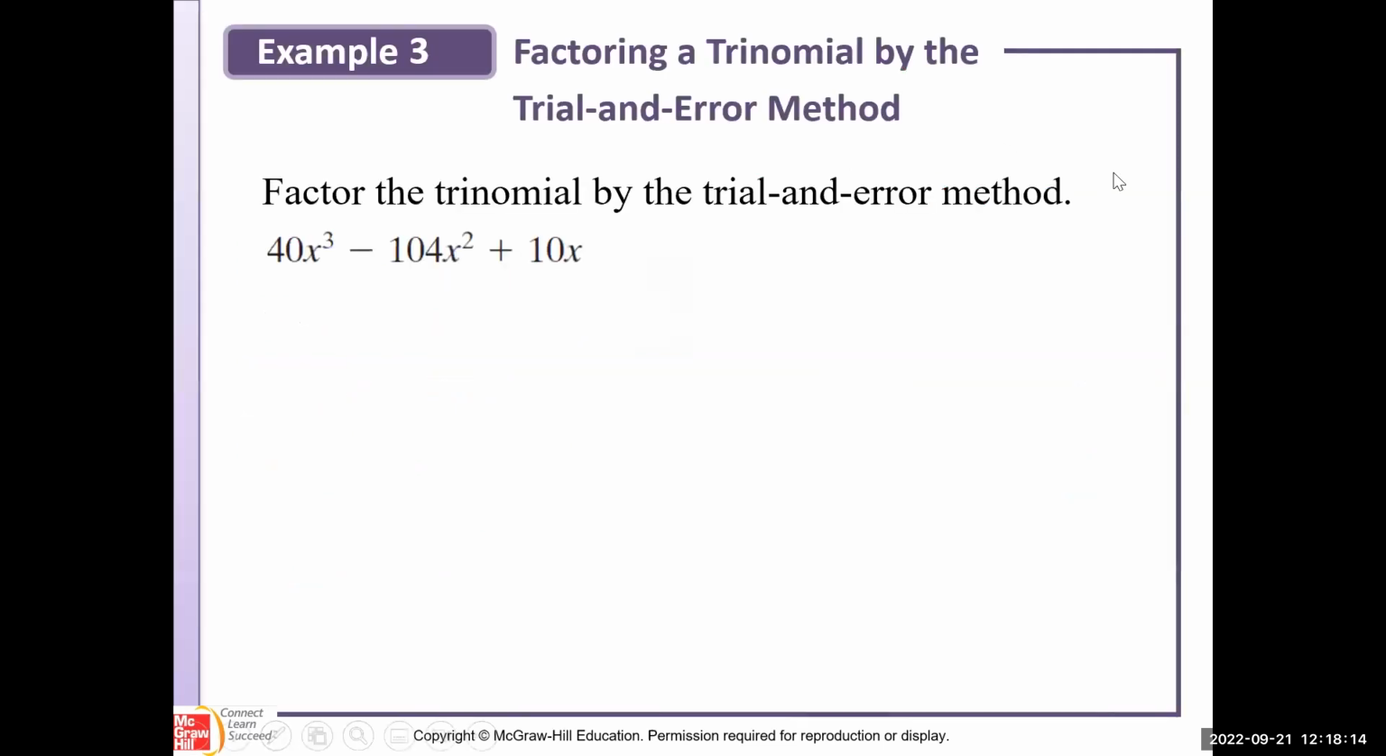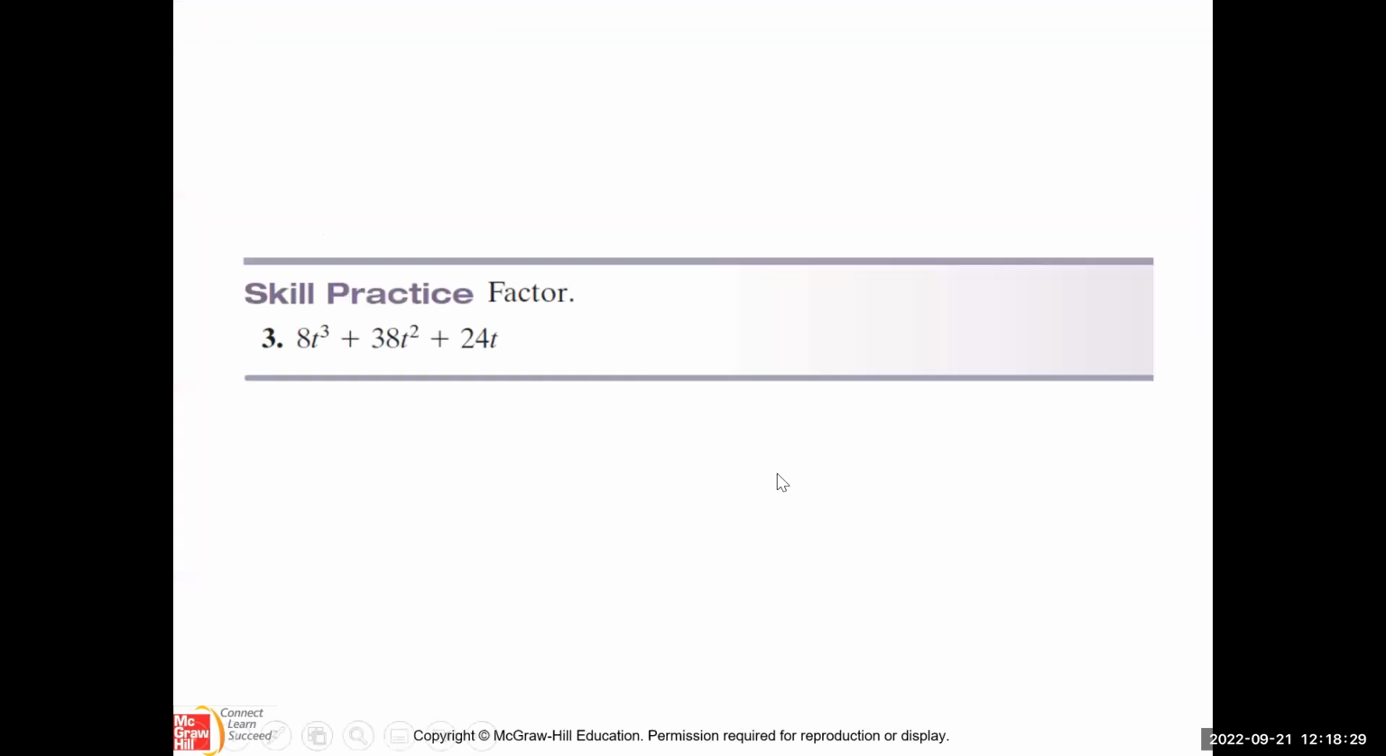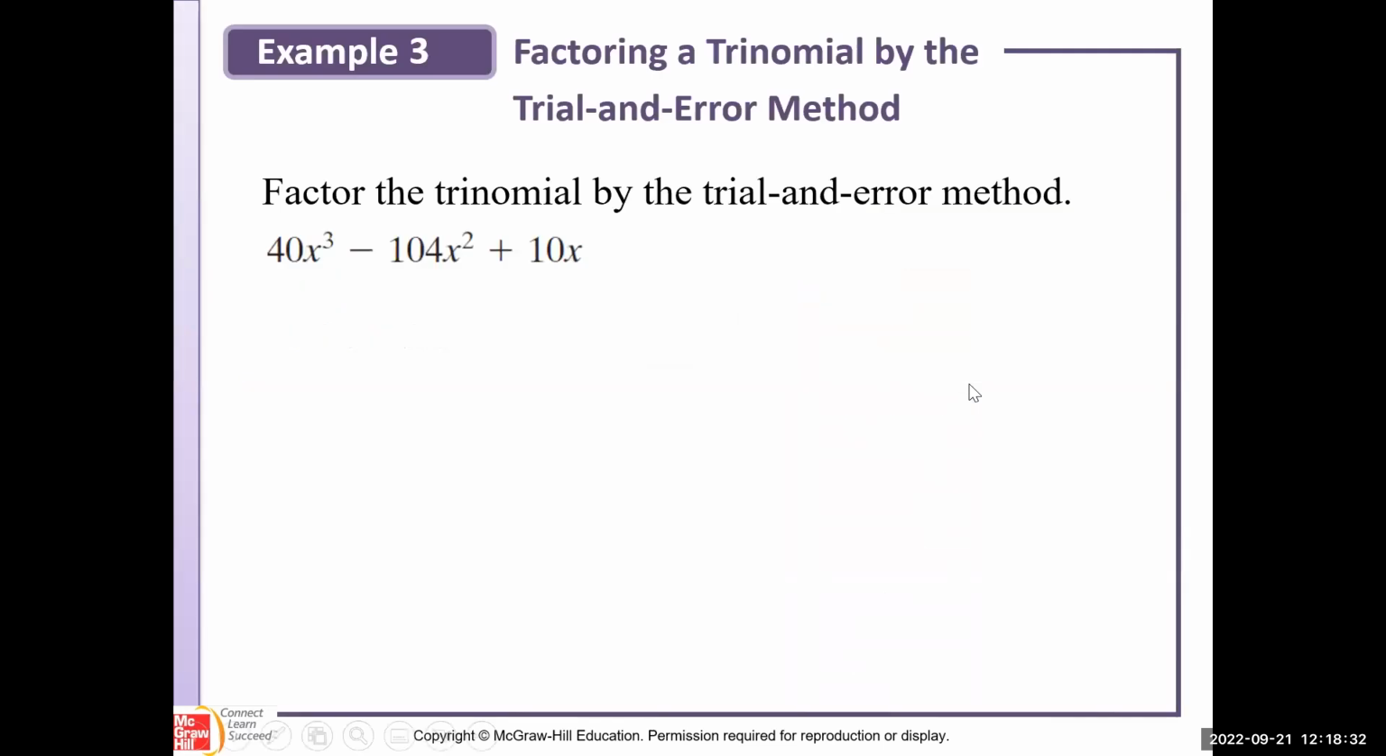All right, moving on to the next one. So here we have a trinomial, right? So we have 40x to the third minus 104x squared plus 10x. So right off the bat, I can see that I can factor out a 10 or an x, right? So I'm going to go ahead and factor out an x. Then the other thing is, can I factor out anything else from this, right? Can I reduce the 104 basically?